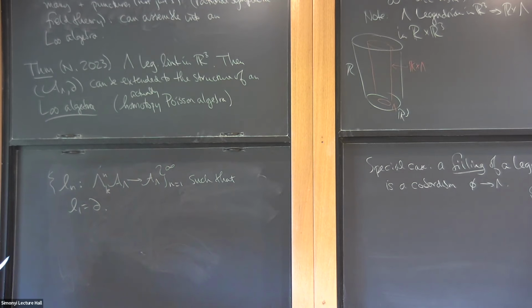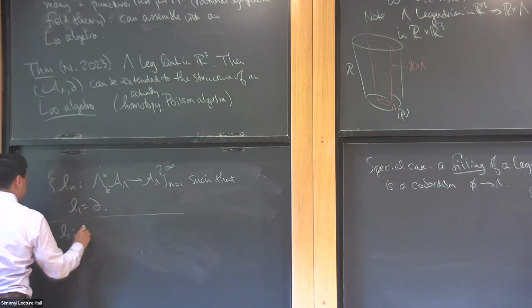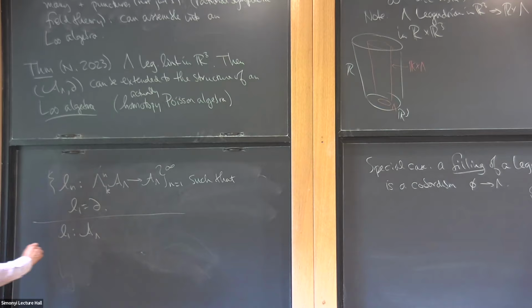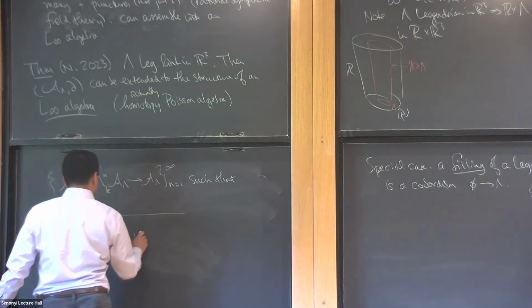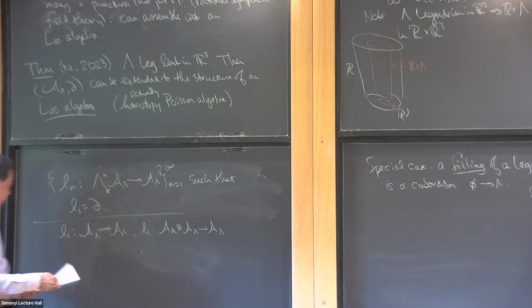I haven't told you that these operations have to satisfy some compatibility relations, of which maybe I will write down the first couple. I feel like it's more useful, instead of writing down the abstract definition, to say that this is equivalent to some sort of DG coalgebra. Maybe I'll try to actually write something. So L1 is a map from A lambda back to itself. L2 you can think of as a map from A lambda tensor A lambda, but again it's going to be symmetric or anti-symmetric in the two inputs, depending on grading. It's anti-symmetric.